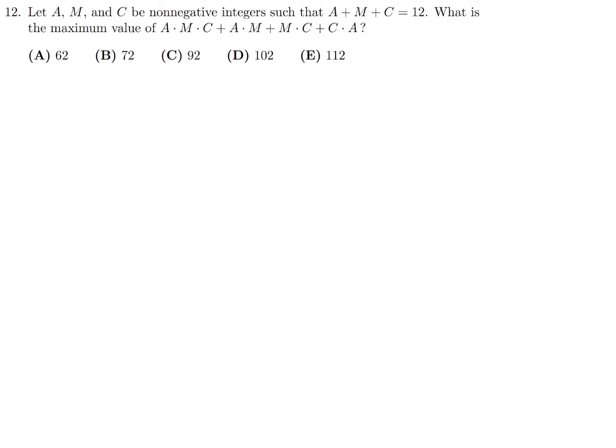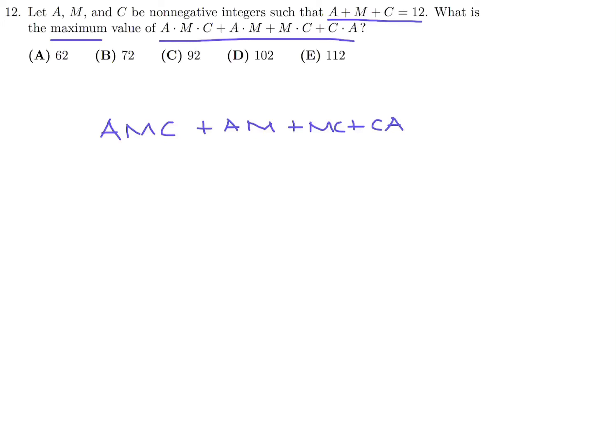Let a, m, and c be non-negative integers such that a plus m plus c is equal to 12. What is the maximum value of this big expression right here? So we have a times m times c plus am plus mc plus ca. All right, so where do we start from in this question? This expression looks somewhat familiar but somewhat incomplete. It reminds me of something else.